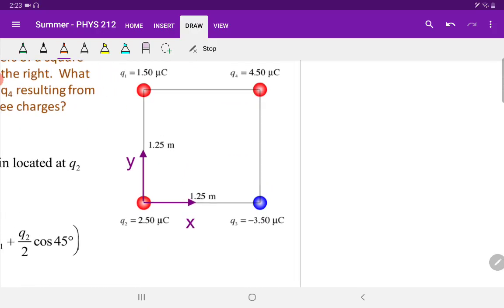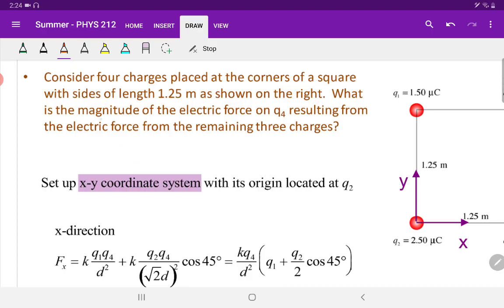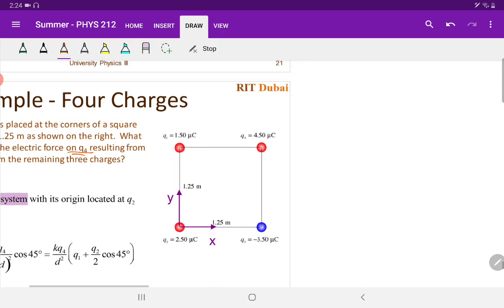Each one is in a corner, as you can see here. Q1 is 1.5 microcoulombs, Q2 is 2.5 microcoulombs, Q3 is minus 3.5 microcoulombs, and Q4 is 4.5. So they have different magnitudes of charge, and this is a square. Now the question here: what is the magnitude of the electric force on Q4 resulting from the electric force from the remaining three charges? What is the net force acting on this Q4? This is the question.